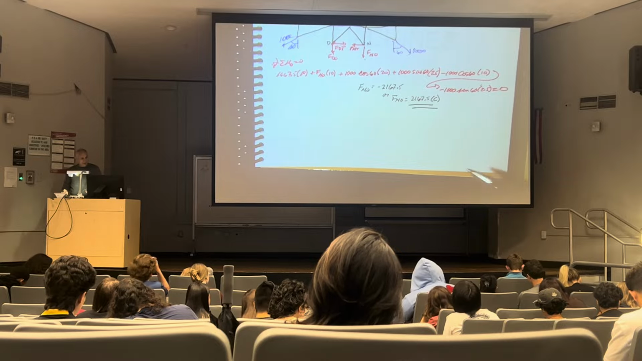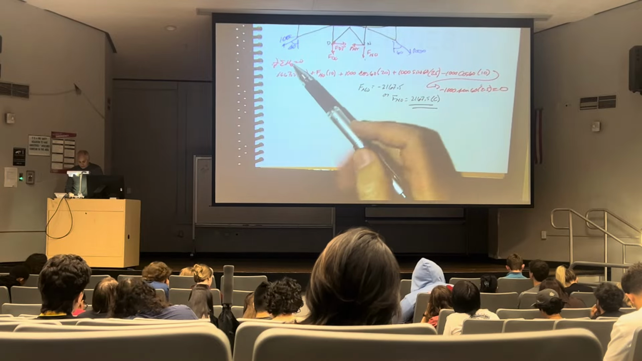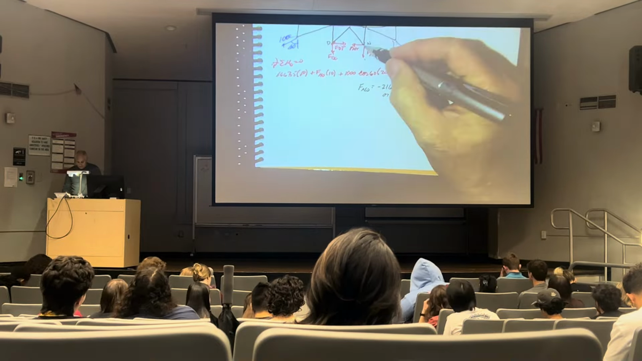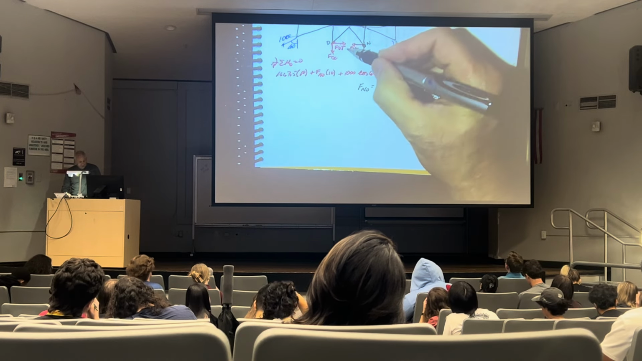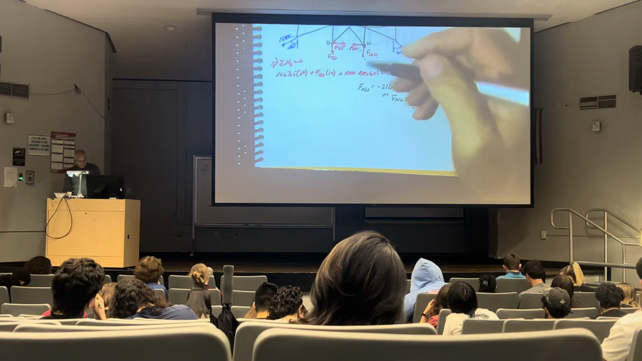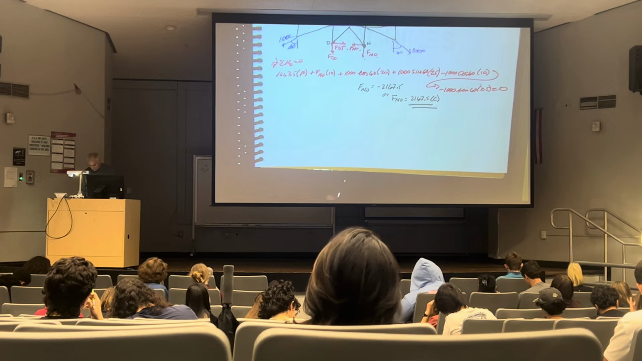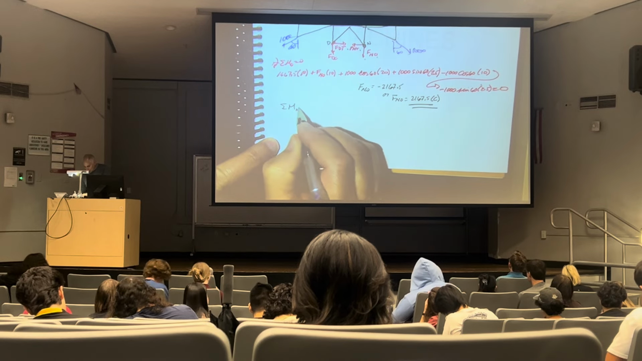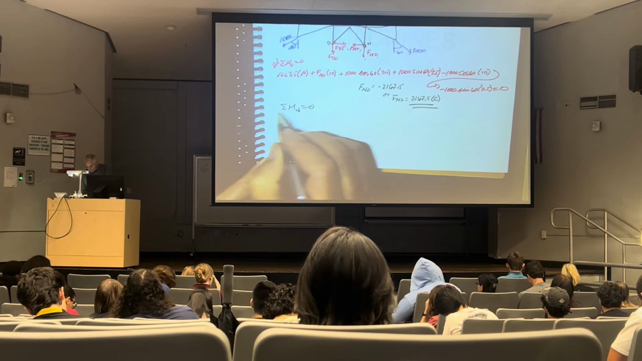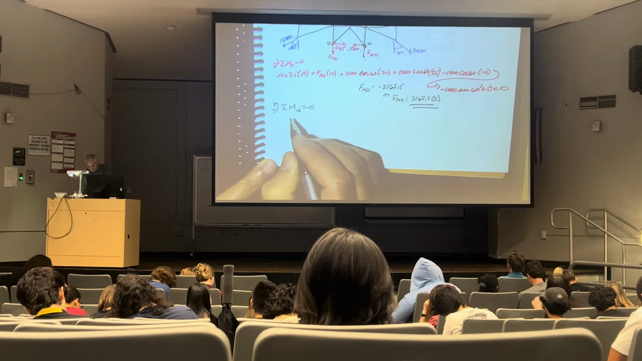Now I'm going to flip it. Instead of doing moments about D, I'm going to do it about N. If you do it about N, NO goes out, NT goes out, DT goes out, because their line of action goes through N. So here it is. Sum of moments about N equals 0, counterclockwise positive.